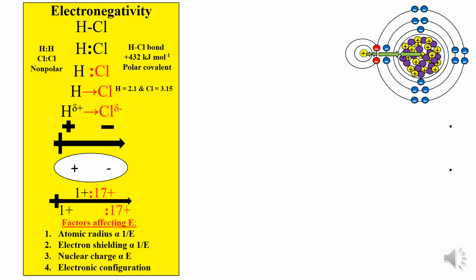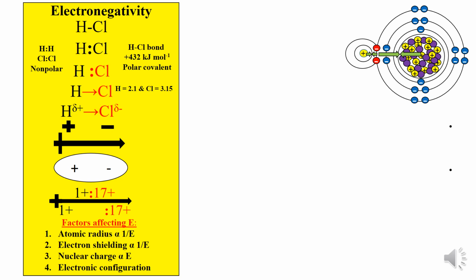Now, what are the factors affecting electronegativity? Atomic radius. As the size of the atom increases, electronegativity decreases. With an increase in size, the distance between the nucleus and the outermost valence electron, the shared pair of bonding valence electrons, increases, and this decreases the attraction. So as the size increases, electronegativity decreases.